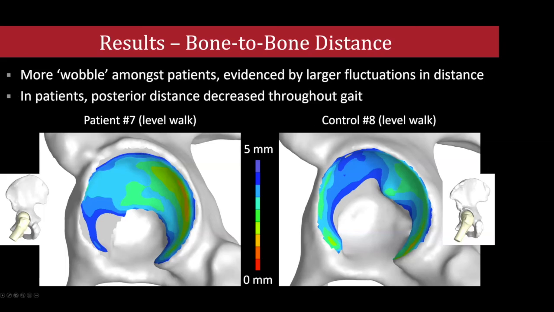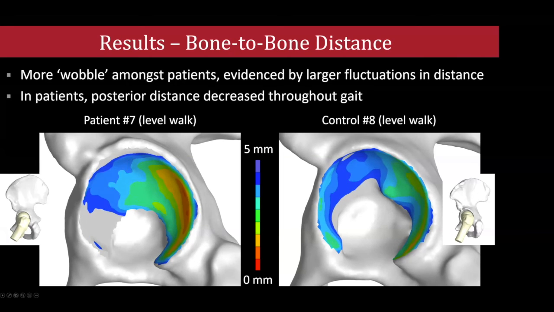I'll show you a video here, and what I want you to look at is on the left, we have a representative patient. On the right, we have a control. This is a plot of the bone-to-bone distance between the femur and the acetabulum, shown relative to just the acetabulum. These videos will guide you in terms of where this hip and this hip are in the gait cycle. I think what you're going to see is that for the patient, there's more wobble. We see more variation and fluctuations in this bone-to-bone distance than we do for the control. We also see a consistent decrease in the posterior bone-to-bone distance for the patient. So I'll just play the video.